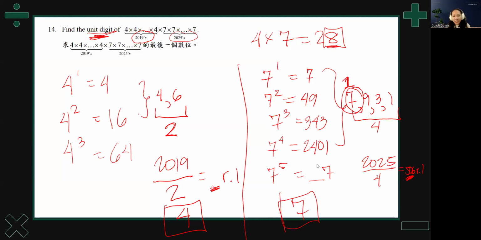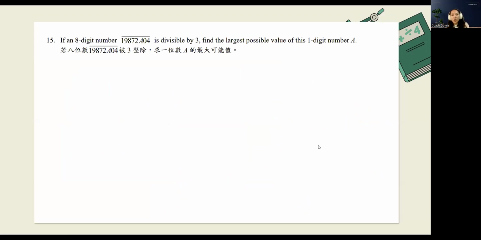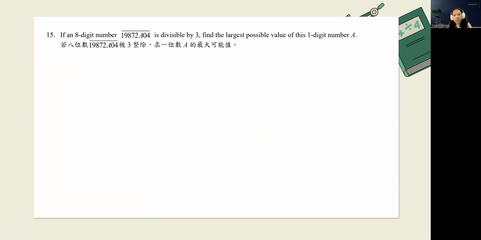Okay, great. Correct answers. Number 15 then. If an 8-digit number, 19872A04, is divisible by 3, find the largest possible value of this one-digit number A. The answer is 8.